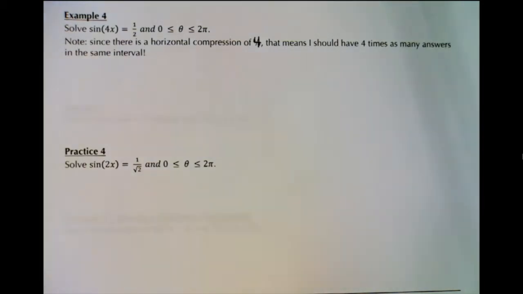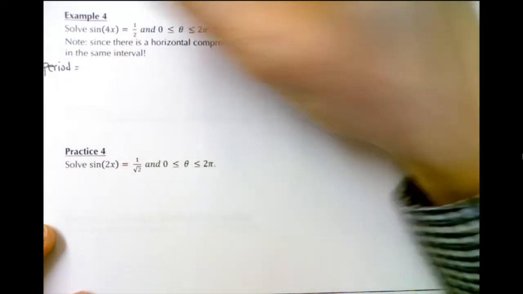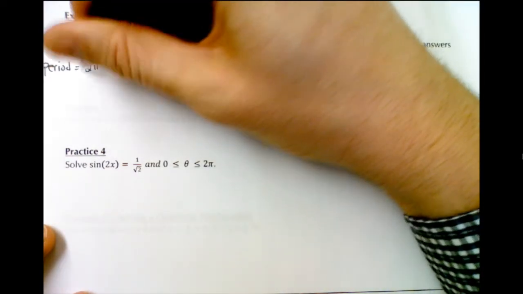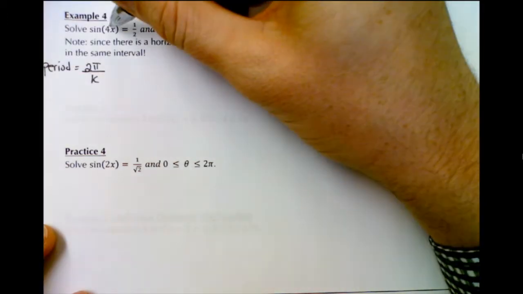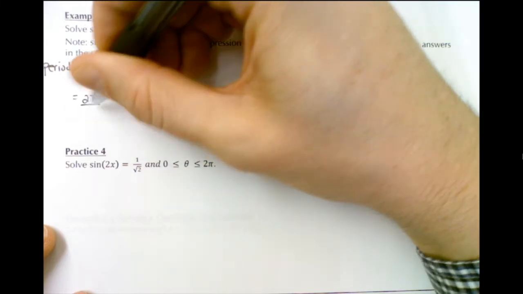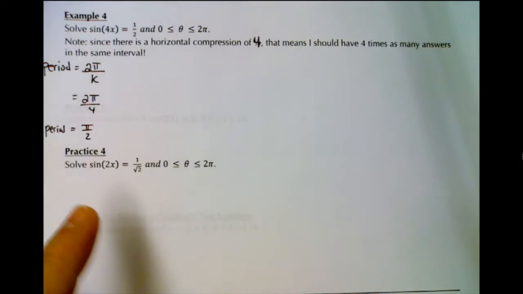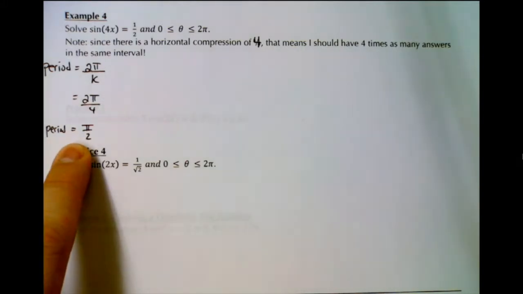The question is, how do we get those 8 answers? Well, we can do something first. We have a relationship that says the period of a sine function is just 2 pi over k. Well, k is 4, so our period is just 2 pi over 4, which is pi over 2. And that'll come back to help us in a bit. Our period is pi over 2.